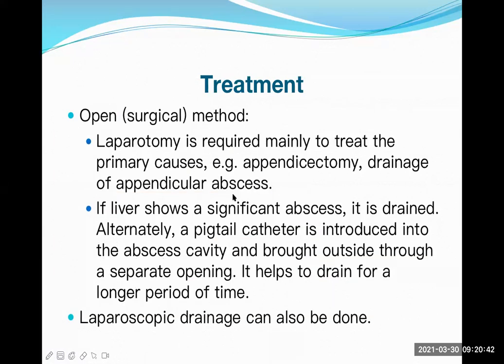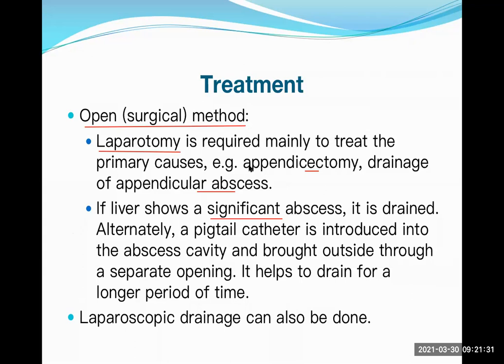Now, the third one is also a drainage, but this drainage is by the open method, which is the surgical method. This is a big type of surgery because you are opening the area there. Laparotomy is required mainly to treat the primary causes, like appendicectomy or drainage of an appendicular abscess. If acute appendicitis is the cause of the liver abscess, then you can go for this type of therapy, because both treatments can be done together. If the liver shows a significant abscess, meaning a big abscess cavity, then it is drained by the open or surgical method.